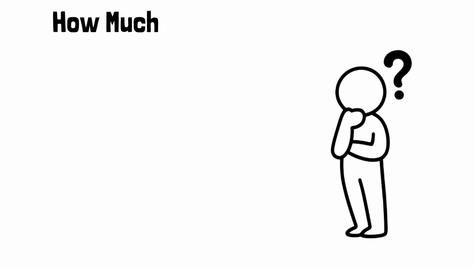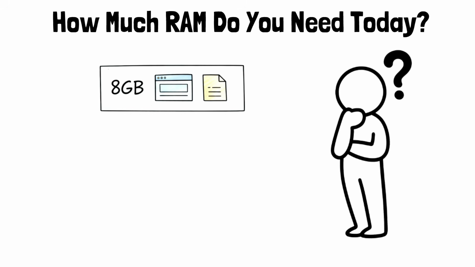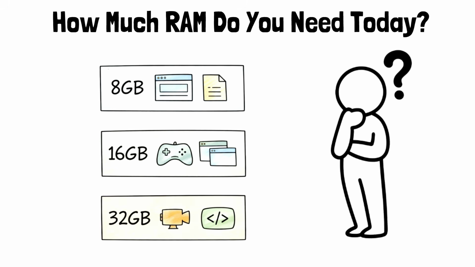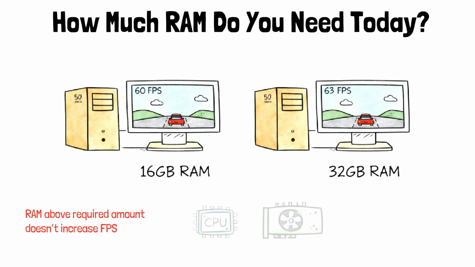Now the question is, how much RAM do you need today? 8 GB is the bare minimum for modern systems. 16 GB, ideal for gaming, multitasking, and everyday use. 32 GB, best for programming, streaming, video editing, and heavy workloads. Adding more RAM doesn't automatically increase FPS. Once you have enough memory, performance depends more on your CPU and GPU.